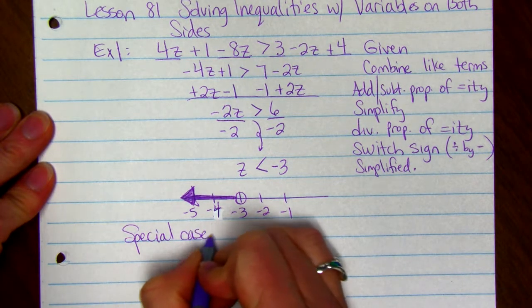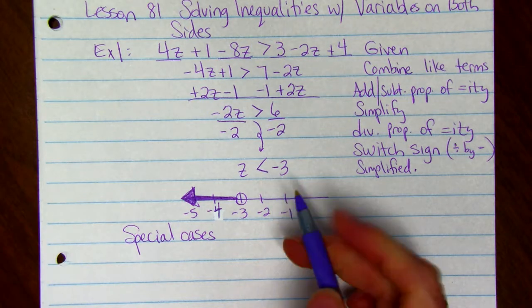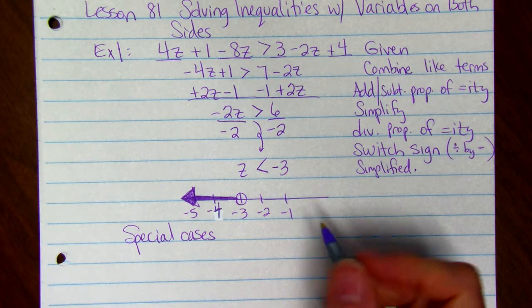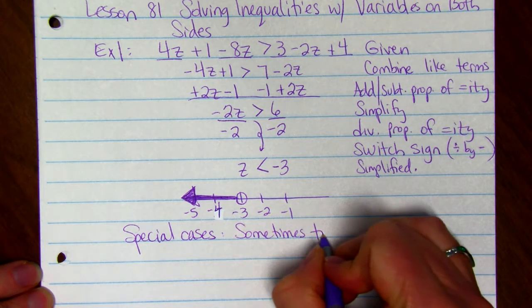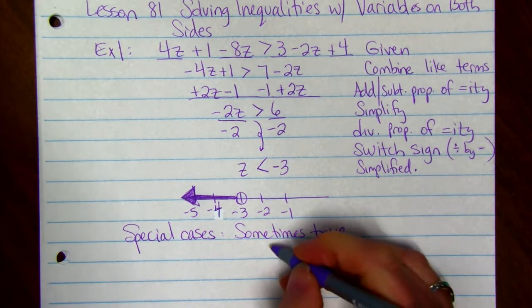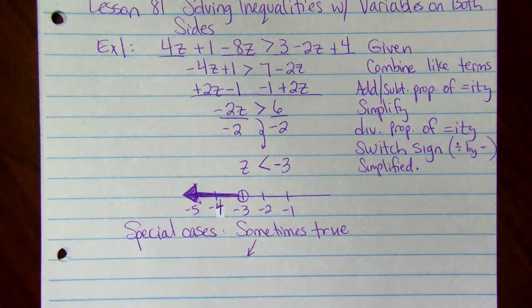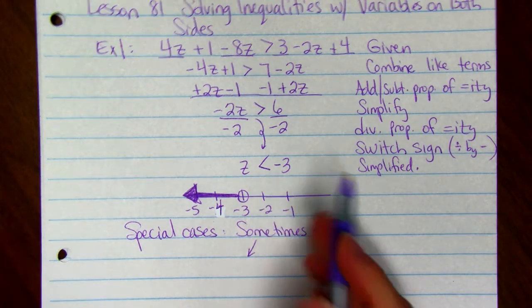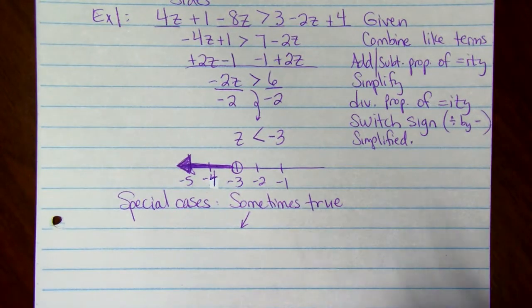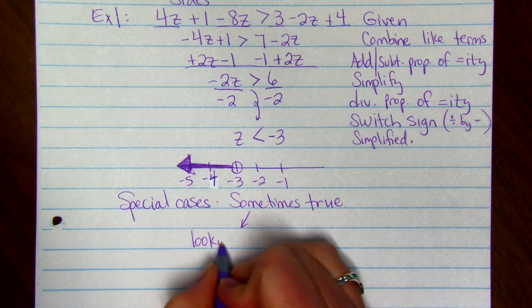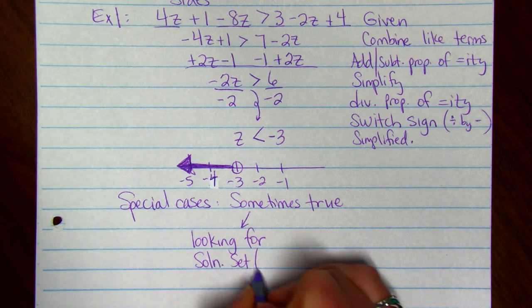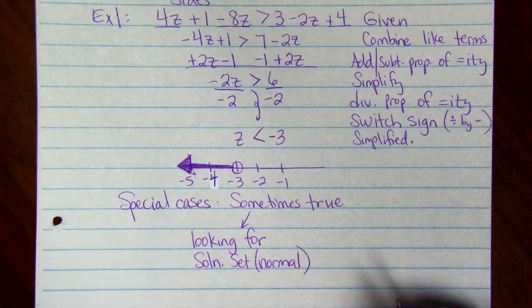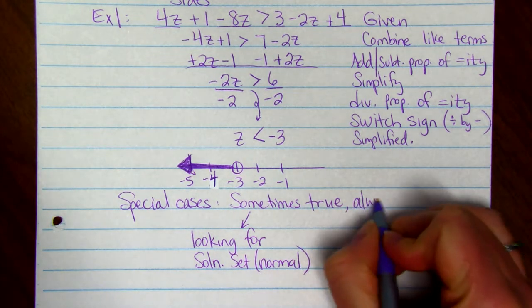Now sometimes there are some special cases. So let's say that we are solving our inequality and we get something that's sometimes true. So that's pretty normal. That's what we normally are doing. Just like we did here, z is less than negative 3. So that's sometimes true. If you had one bigger, it wouldn't work. So this is what we're looking for. It's going to have a solution set. That's our normal type.